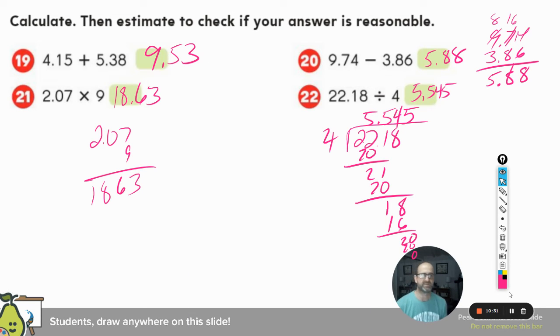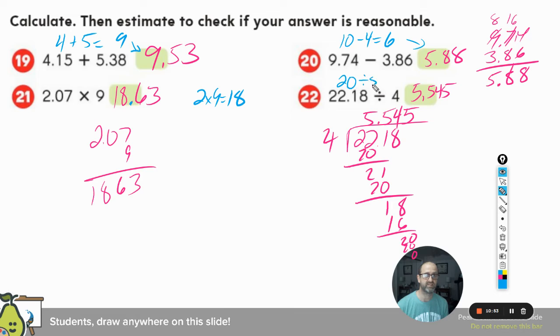All right, these are my responses. My estimates would be, well, let's see. 4 plus 5 equals 9. That's good. I do 10 minus 4 equals 6. That's good. I do 2 times 9 equals 18, so that's good. And I would do 20 divided by 4 equals 5, so that's good. That's all they're asking you to do there.